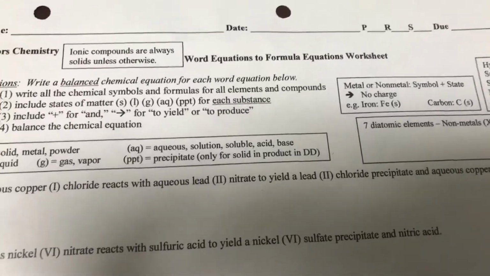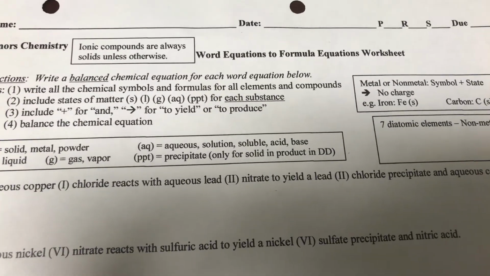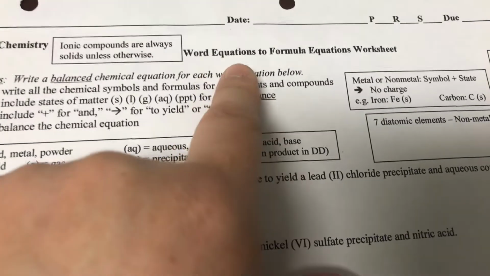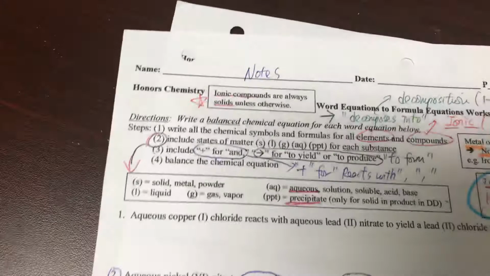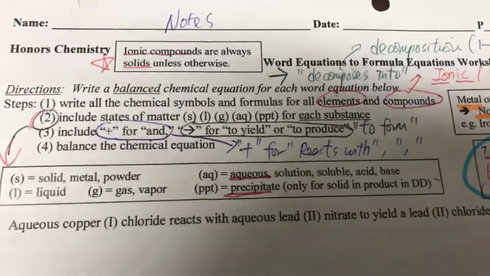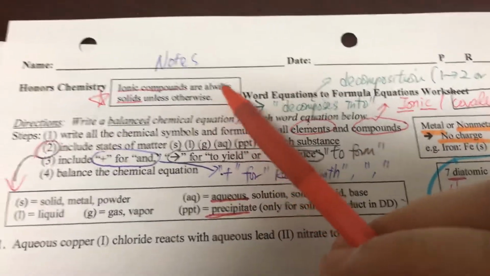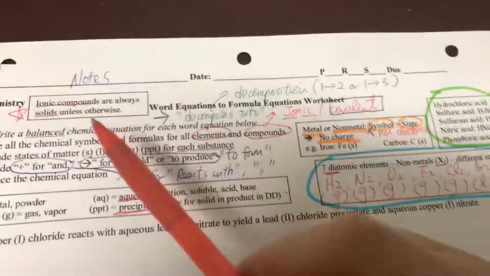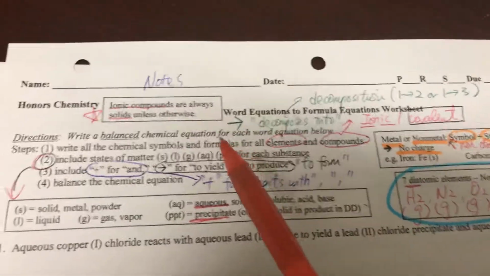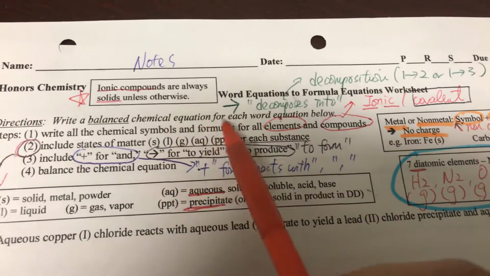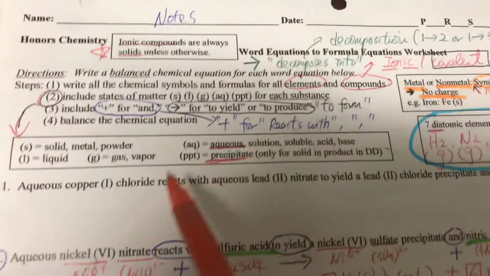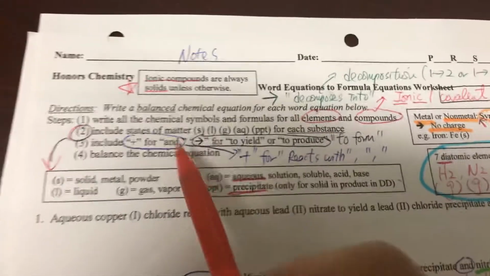In this worksheet video, I'm going to talk about how to convert from word equations to formula equations. Okay, so there are some notes I want to mention. First of all, ionic compounds are always solid, unless they say something else. Now, in order for you to write a balanced chemical equation from a word equation like this, you have 4 steps.